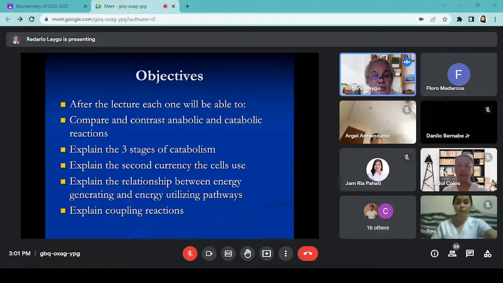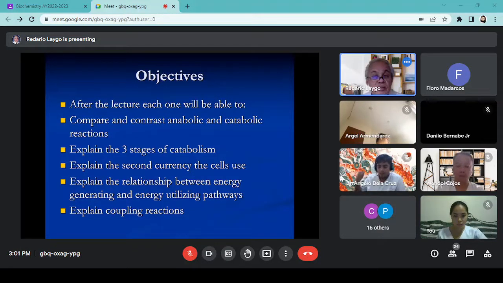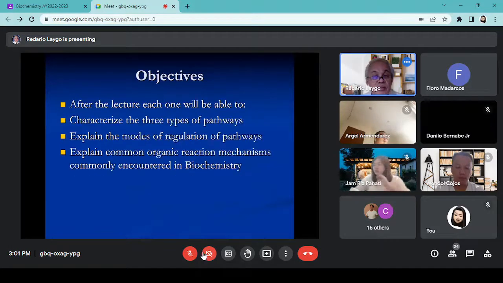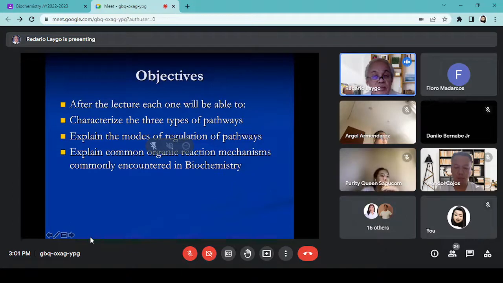Third would be to explain the second currency the cells use. Fourth would be to explain the relationship between energy generating as well as energy utilizing pathways. Fifth would be to explain coupling reactions. And then sixth, characterize the three types of pathways. Then seventh would be to explain the modes of regulation of these pathways. And lastly, explain some common organic reaction mechanisms commonly encountered in biochemistry.